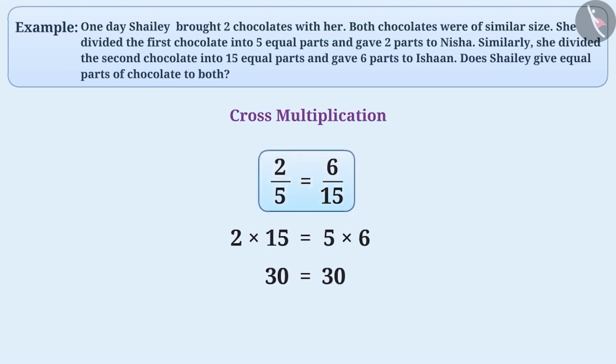If we get the same product on both sides, then we can say that both of these fractions are equivalent fractions. Here, the product of 2 into 15 is 30, and the product of 6 into 5 is 30. Since the product on both sides is equal, we can say that 2 by 5 is equal to 6 by 15.